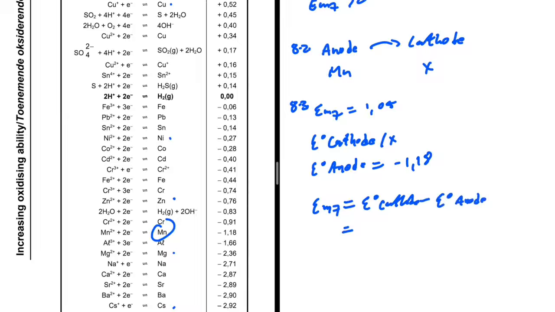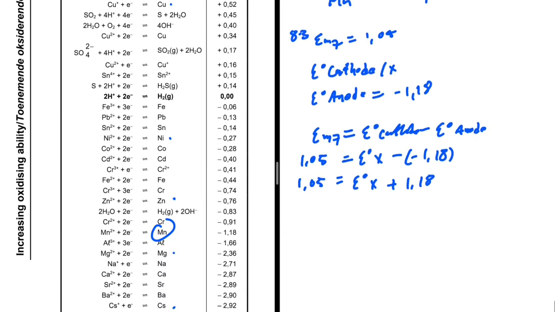The reduction potential at the cathode is where we have our metal X, so the potential of X. And at the anode, we have minus 1.18. So 1.05 equals the reduction potential of X plus 1.18. So the reduction potential of X equals 1.05 minus 1.18, which is like saying 5 minus 18. So we get minus 0.13 volts as our reduction potential at the cathode.